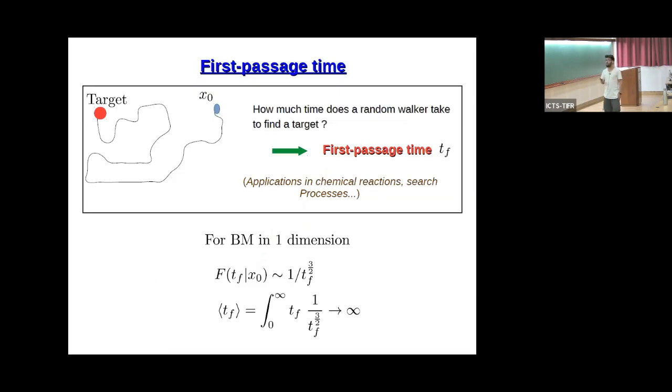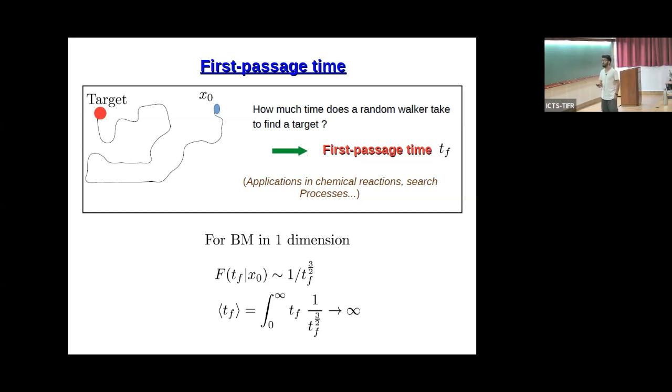Another related quantity for random processes is called first passage time. Basically, you have a random walker which is performing some dynamics, and you're interested in knowing the time the particle takes, starting from this position x0, to reach the target here. So this time is known as first passage time in the literature. And since the motion is random, this time is also going to be random, and one is interested in the statistical properties of this time.